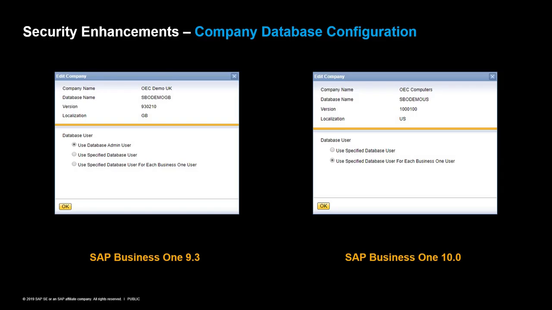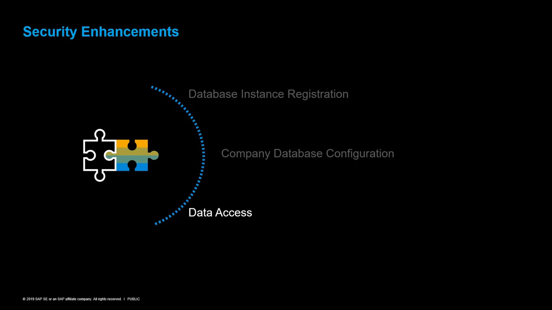The most secured and the recommended option is to specify a database user for each Business One user. The system automatically generates a pair of database users without the administrator privileges for each SAP Business One user. The next chapter is about the changes in the data access.